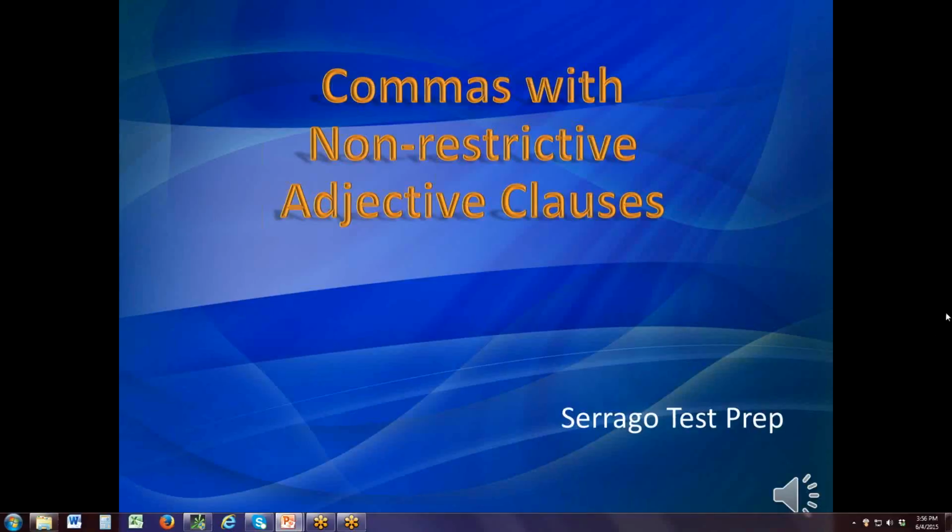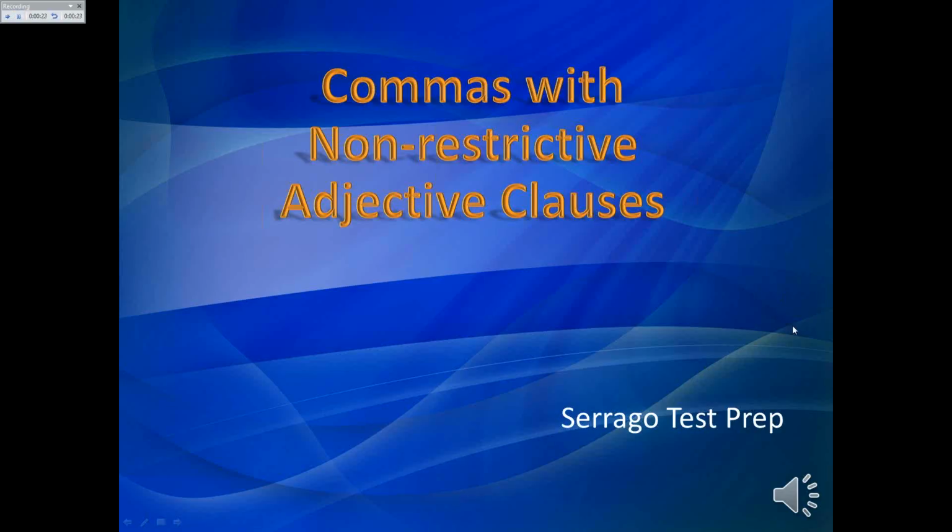Hello, this one is going to be about non-restrictive adjective clauses. Now this is something you're probably not going to have in your English classes. We used to teach it all the time, but as you well know, grammar seems to have been taking a back seat in our classes. So it's very easy and it'll go very quickly.